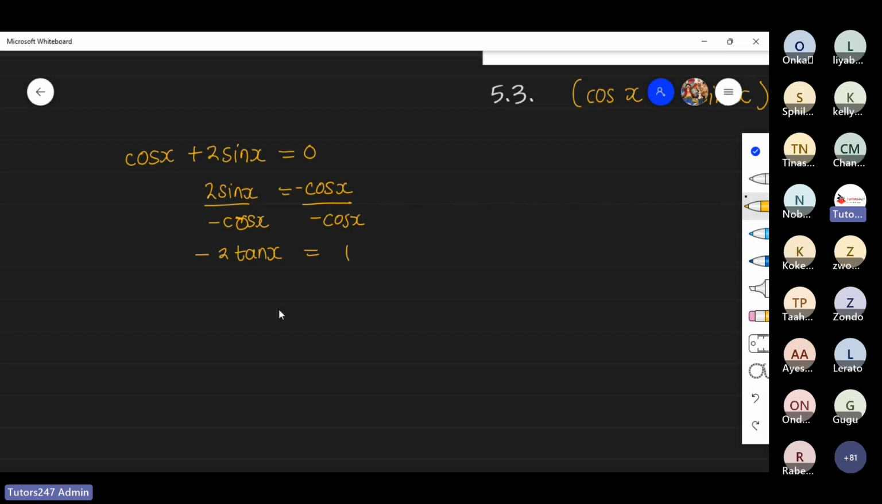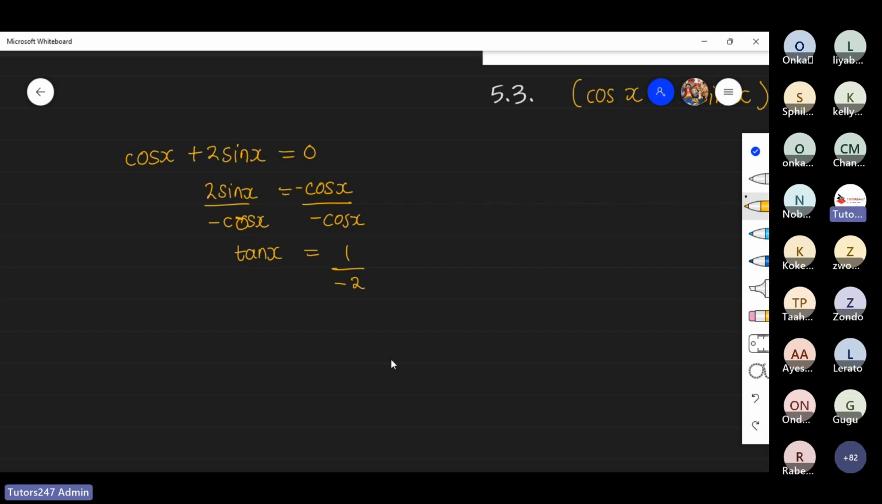From here, I'm going to divide both sides by negative 2. To avoid having to rewrite it, I'm just going to move that negative 2 to the other side. So I've divided both sides by negative 2. Now, as you can see, I've got tan of x is equal to negative 1 over 2. Whether you say 1 over negative 2 or negative 1 over 2, it means the exact same thing. The negative is for the whole fraction, okay? So let us move on.